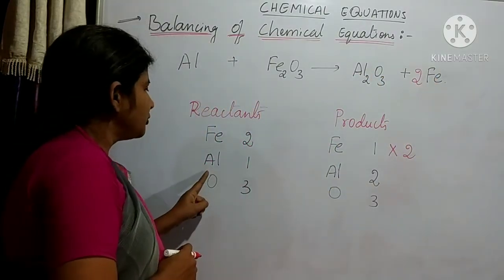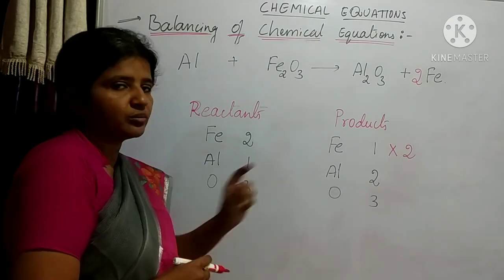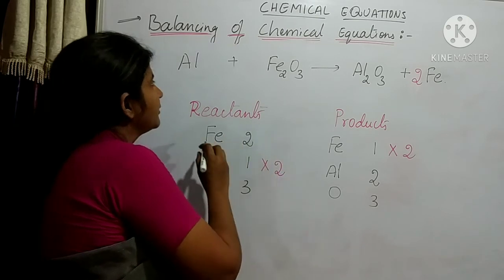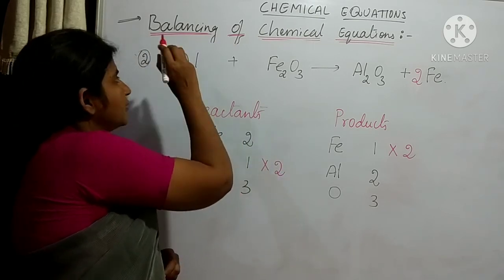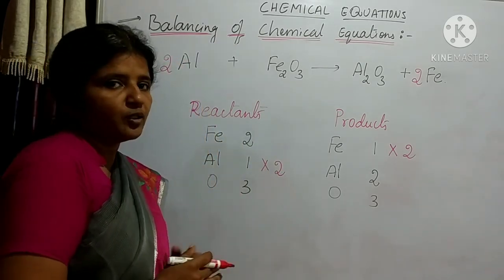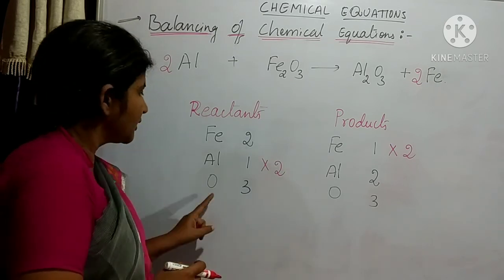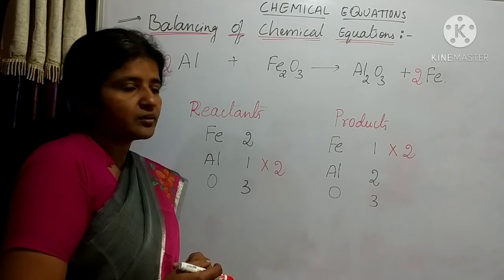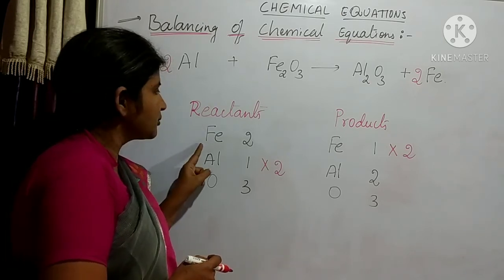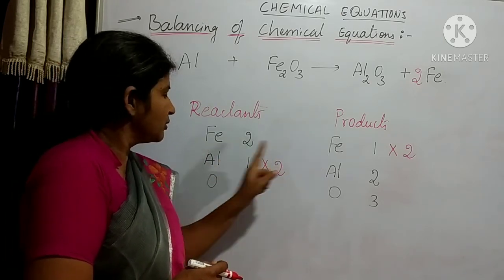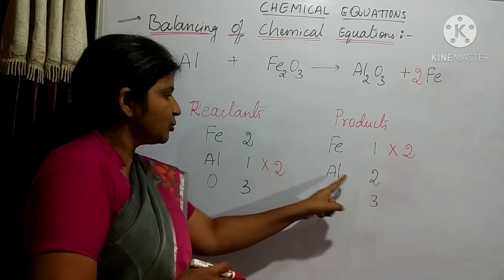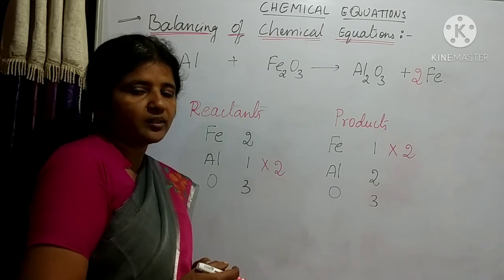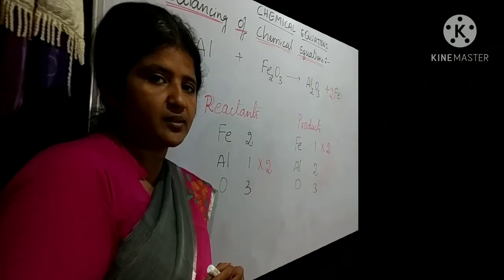Next, aluminiums are 1 here, but 2 on the other side. So on the reactant side multiply with 2, then aluminiums are also balanced. Look at the oxygens: 3 oxygens, 3 oxygens. So iron atoms 2, 2, aluminium atoms 2, 2, oxygen atoms 3, 3. So now the equation is in a balanced state.